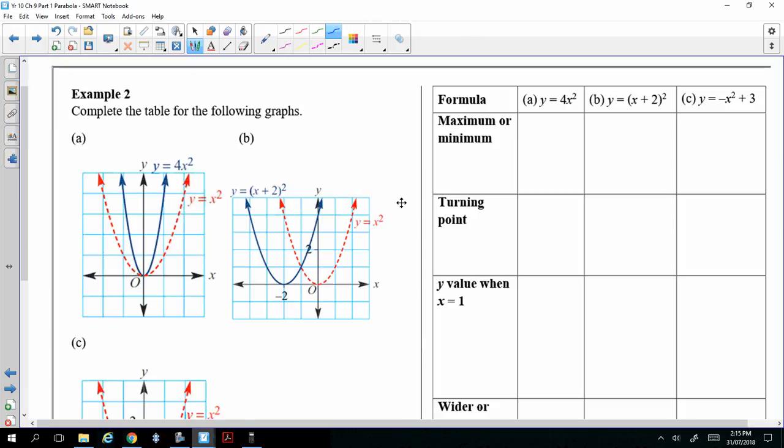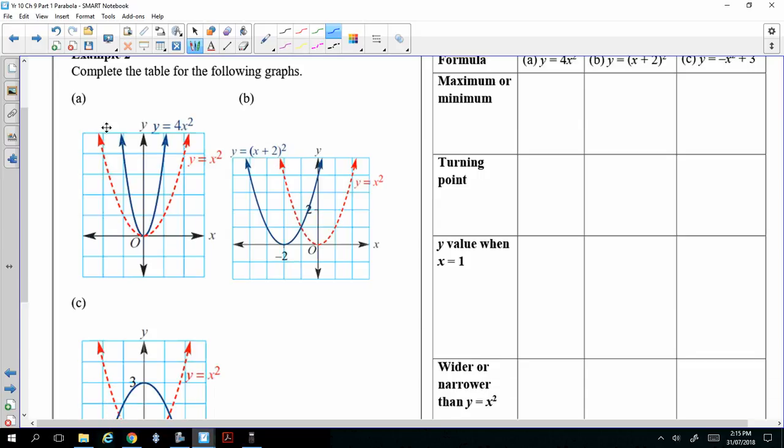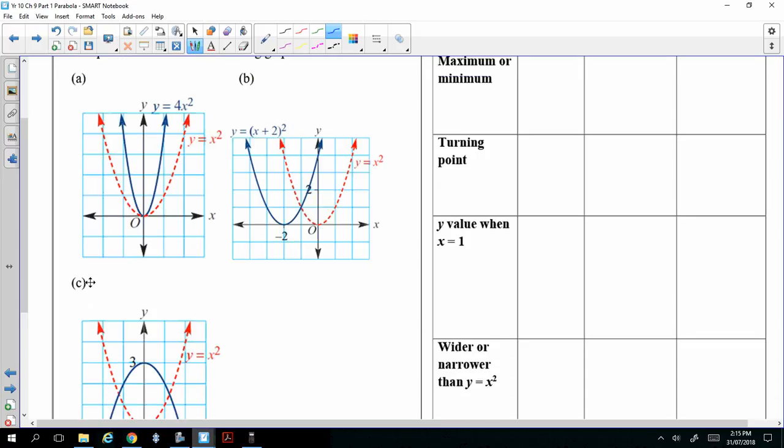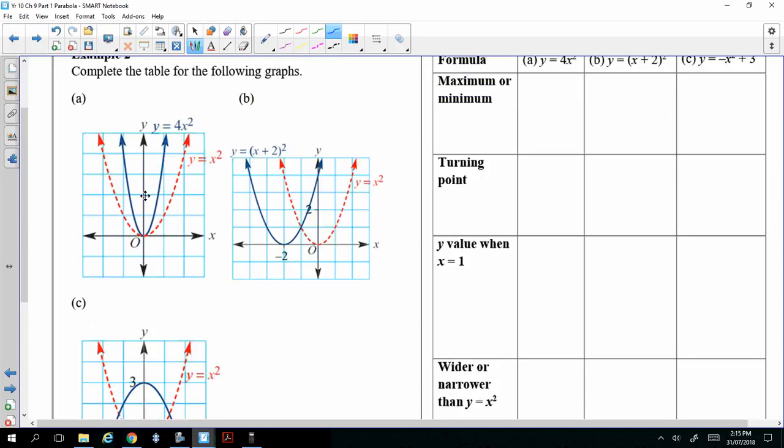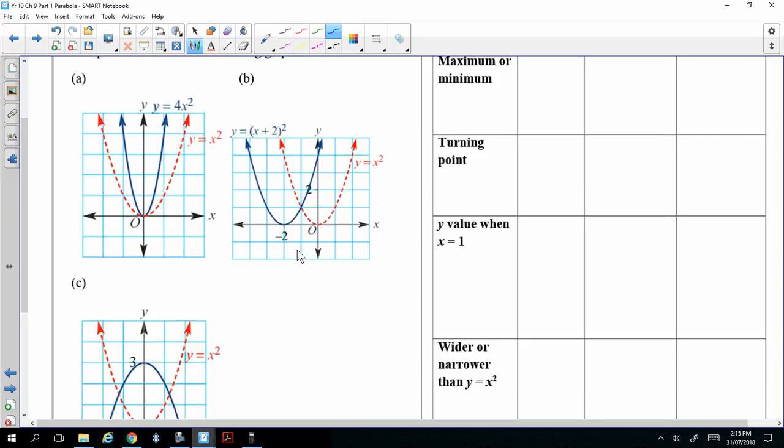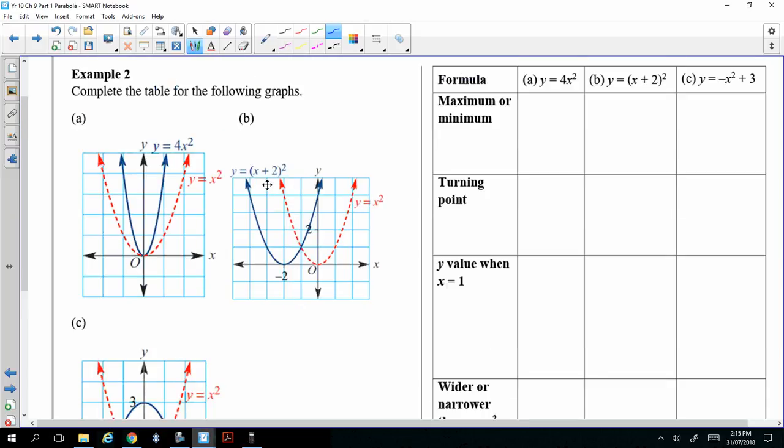Okay, what's this? So you have these parabolas, A, B, and C. Each of these will draw a new parabola compared with the old parabola in dotted line. See the dotted line in red? Y equal to x squared. So we're going to compare each of these equations with y equal to x squared. Let's look at the first one.